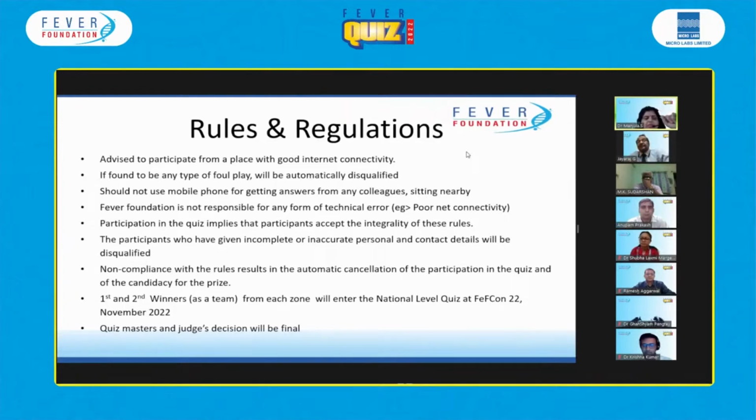The first and second winners of this North Zone quiz will play as a team. You will be representing the North Zone and you will enter into the national level quiz competition, which is FEFCON, which will be on November 5th and 6th at Bangalore. So you will be coming to Bangalore as a team to compete at the national level quiz.